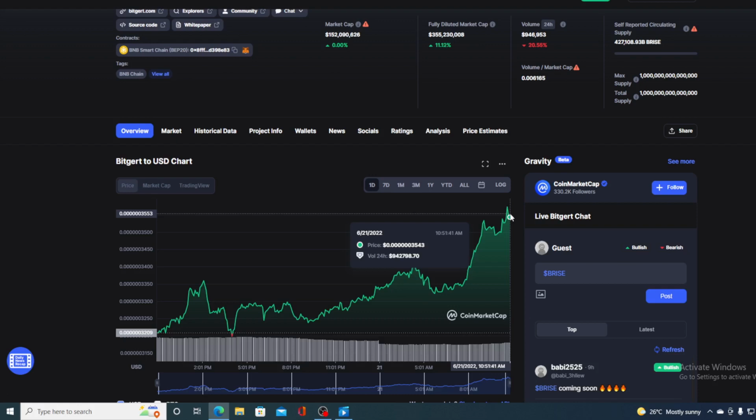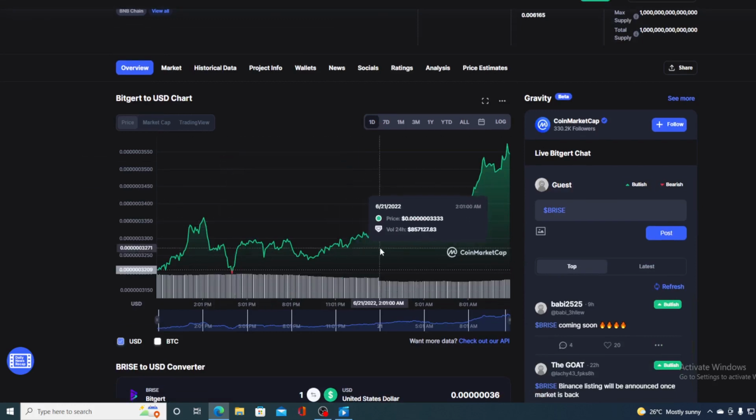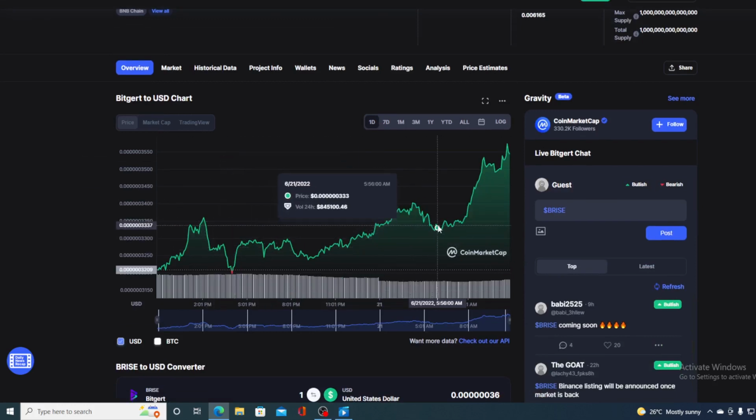Now, before we go over the news, let me first share a couple of price details regarding Bitgert at this moment. Right now, the current value is 0.603552, and that's actually a growth of 11.12% in the last couple of hours. Now, the trading volume is slightly down. It's down by 20.56%, as you can see on the screen, but take a look at this price movement in the last 24 hours. Isn't it looking awesome?